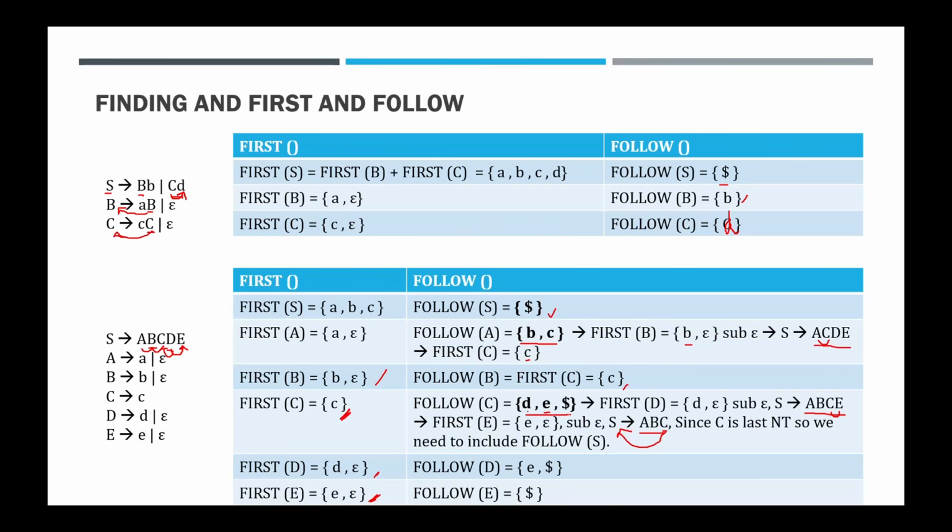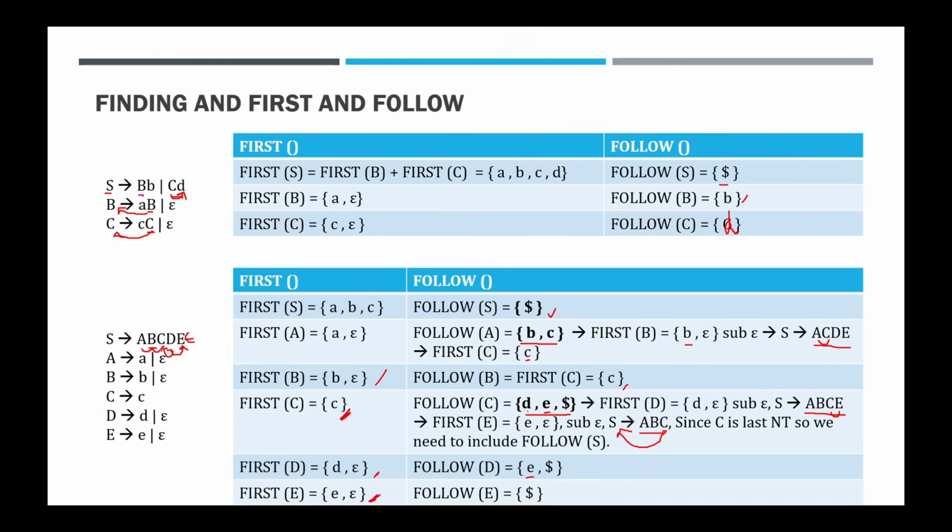Okay, right? The next non-terminal is D. So what is follow of D? It is another non-terminal E. So find the first of E. First of E is e and epsilon. Just include e here. After including e, since E tends to epsilon, when I substitute epsilon in place of E, what happens?